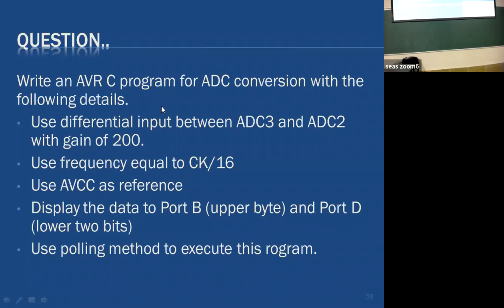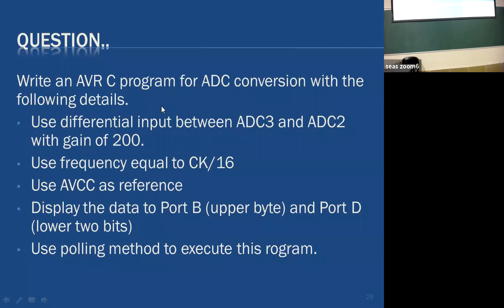Analog signals are those which are changing on a continuum, right? And the controller understands the digital language. So we need to convert that analog language into digital. Then our controller can process, take decisions, and so forth. All right. So we studied ADC conversion.